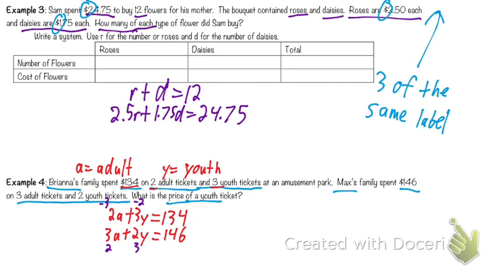Would you guys rather multiply the top by the 3 or the bottom by the 3? That's really your choice here. Okay, more people said top than bottom. So we're going to multiply the top one by negative 3 and the bottom one by 2.